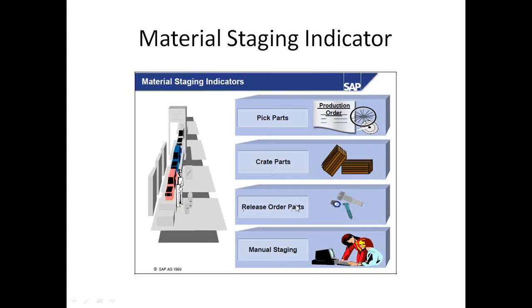And the third type is release order part. Release order parts are nothing but a grouping of all the released production orders. The system will search for all the released production orders and generate the requirement for all of them. And this is a manual staging process. We create it manually, stage manually, and then keep that in a staging area. Okay.